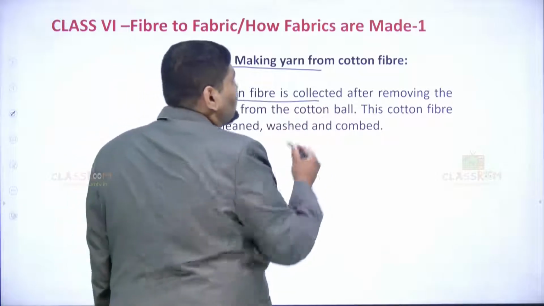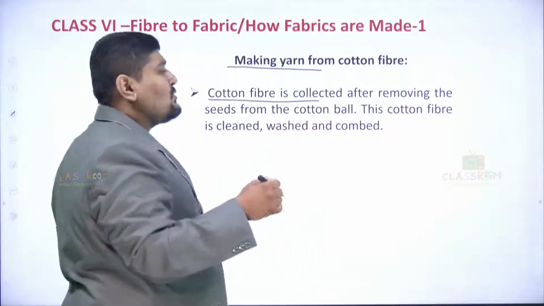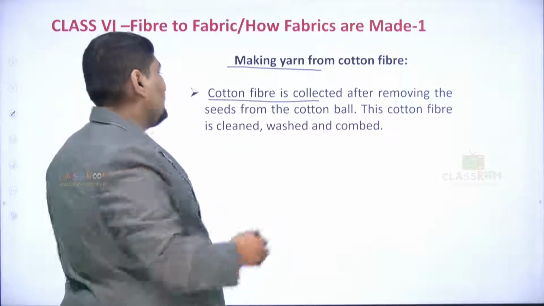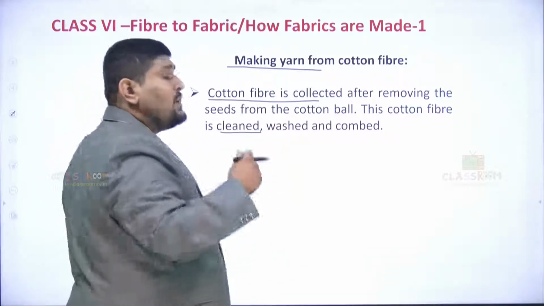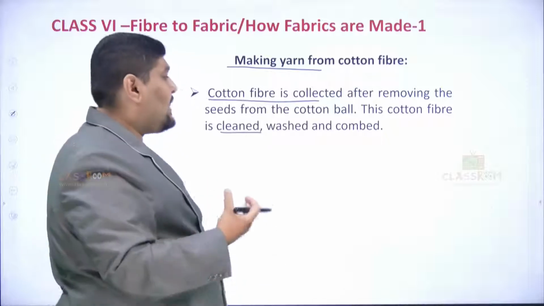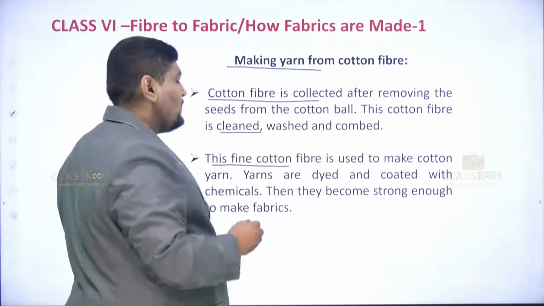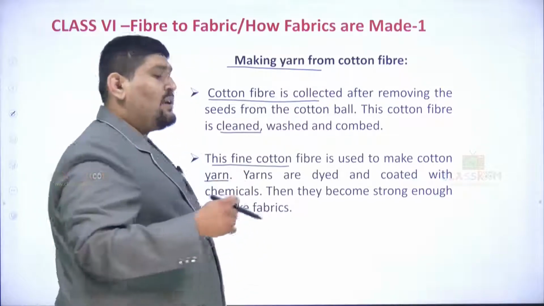Cotton fiber is collected after removing the seeds from the cotton ball. Once you remove the seeds, you need to wash it thoroughly, clean it and then comb it. Then this fine cotton fiber is used to make cotton yarn, the thread-like structures.